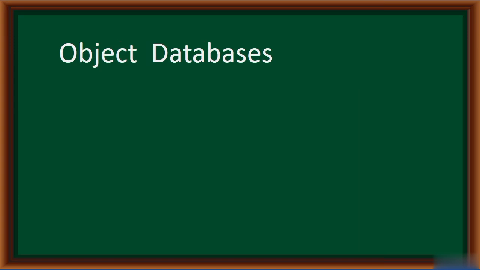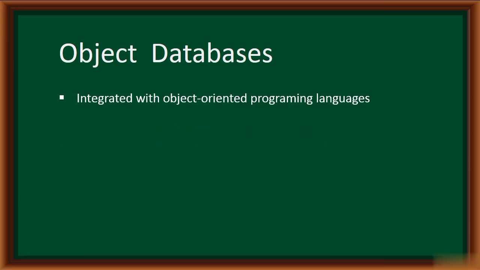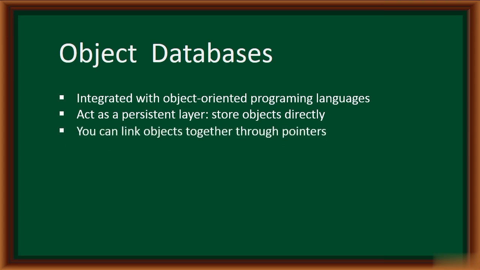The next type we've got is the object databases. The object databases are tightly integrated with object-oriented programming languages. The object databases act as a persistent layer and store objects directly. What that means is that you can store the objects from your programming language directly into the object database. You can also link objects together through pointers.